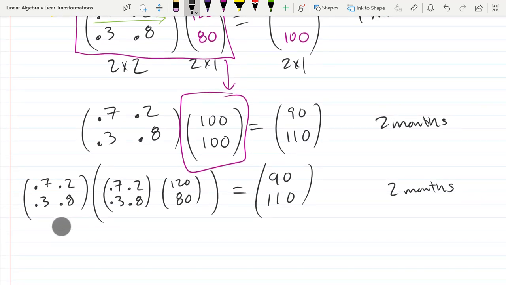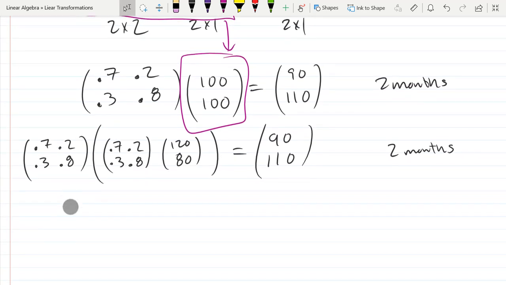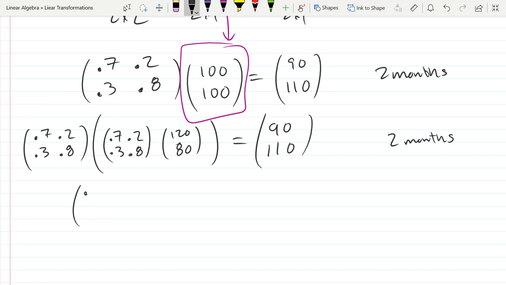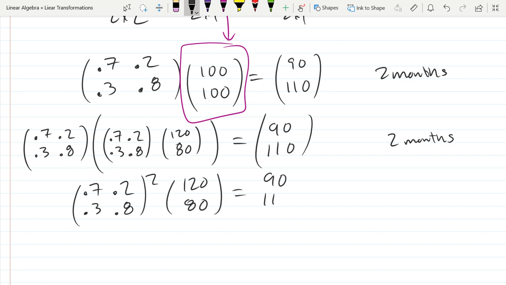All right, now I'm going to reassociate. We got the same matrix here multiplied twice, so we got it squared. That's algebraically really easy to see: 0.7, 0.2, 0.3, 0.8 squared, times 120/80, equals 91/10. All right, so this is our 2 month equation.